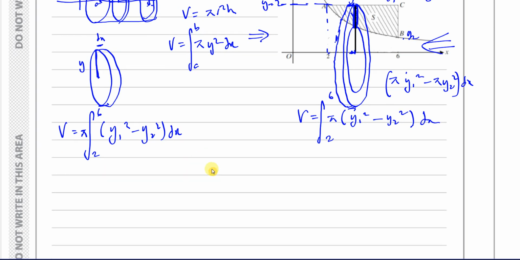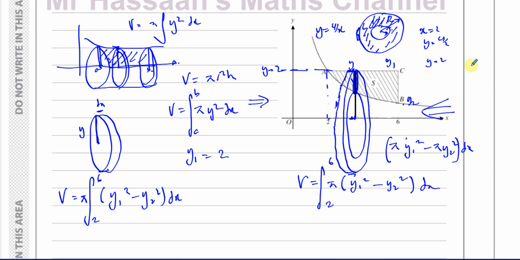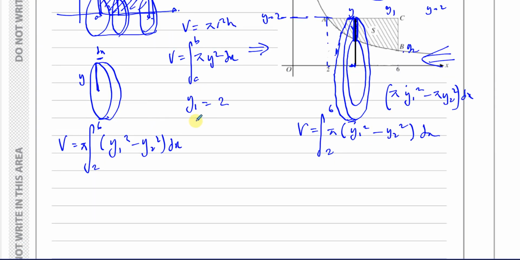Okay, so that's what we're going to do now. We know y1 is the line y equals 2, and y2 is the function they gave us, 4 over x. So I just have to put these in here, and hopefully that will give us our answer. So you have pi times the integral from 2 to 6 of y1, that's 2 squared, which is 4, minus 16 over x squared, integrated with respect to x. So let's see what that gives us.